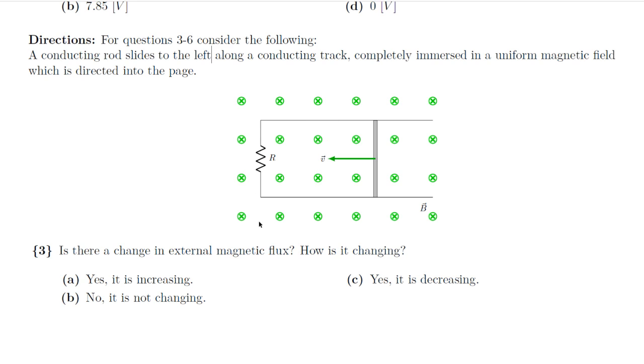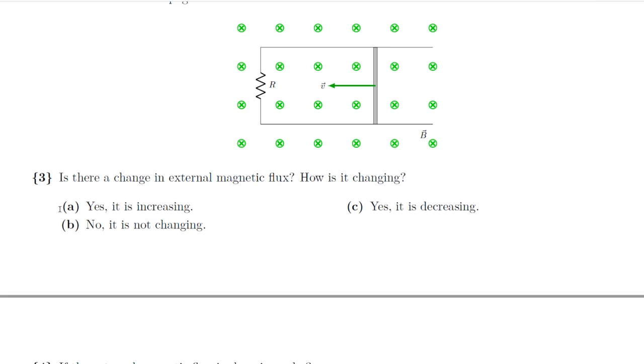So in this case, you can see that there's a bunch of X's, so it's directed into the page. And we're doing questions 3 through 6 for this picture right here. So the first thing is, is there a change in external magnetic flux? And how is it changing?